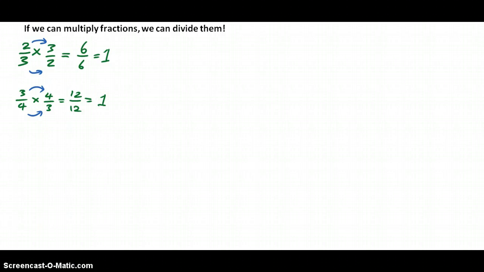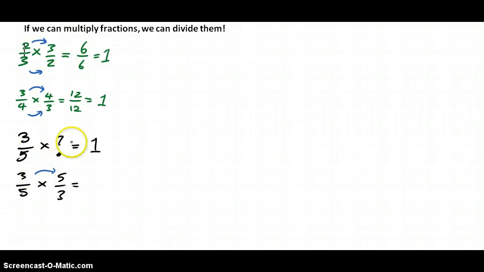So here's my question. What do I multiply 3/5 by, to give me an answer of 1? Okay, well done. So 3/5 multiplied by the fraction which is upside down. That will give me 3 times 5 is 15, and that will give me 5 times 3 is 15, and you can see that the answer is 1 again.